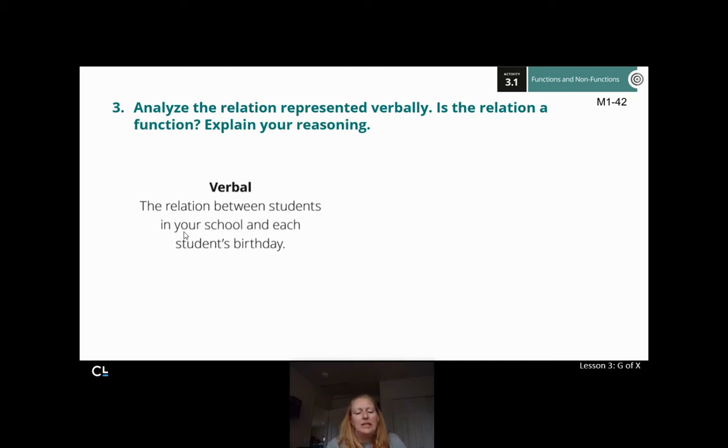All right. So I don't know what your thoughts were, but my thoughts were this: relation between students in your school and each student's birthday. I'm pretty sure that each student is my input, which means birthdays are my output, which means each student only has one output because I'm pretty sure we only get one birthday. Yeah. Each student has one and only one birthday. That's how it goes. It's life.